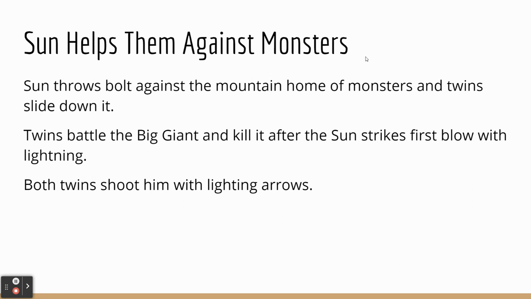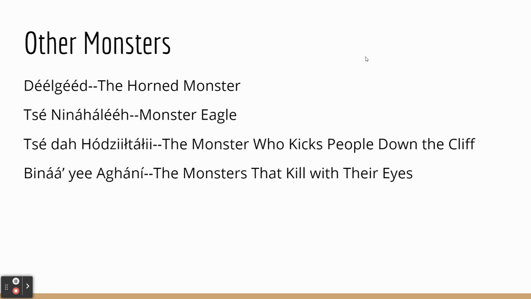The sun strikes the first blow with lightning. The twins battle the big giant and kill it. And they shoot it with the lightning arrows. And the hero, there's a statement in the novel that I will get to where they are the monster killers. They are like Heracles. They are like Perseus. They are like Bellerophon from Greek myth. And that's even alluded to in the novel.